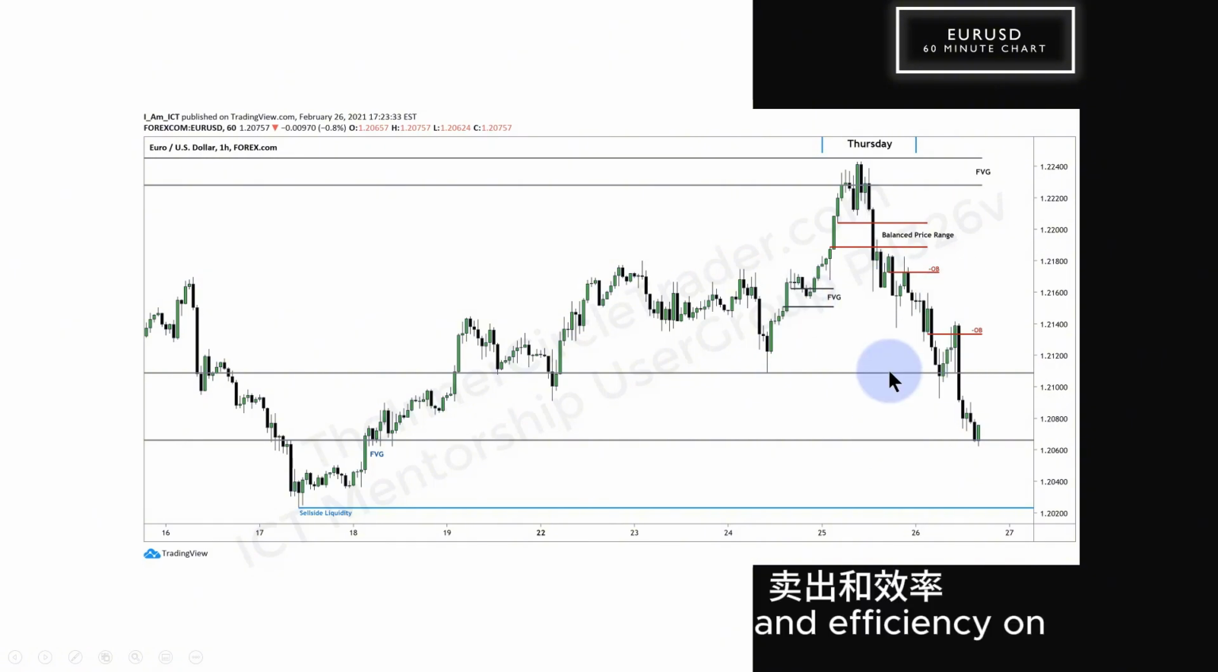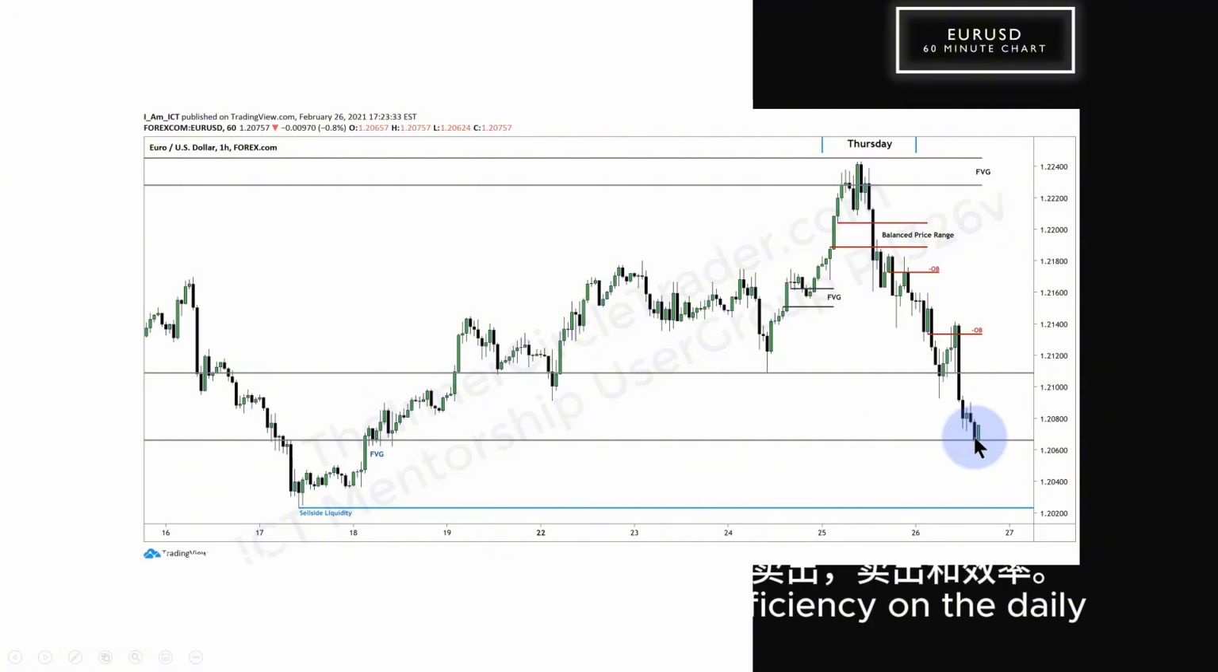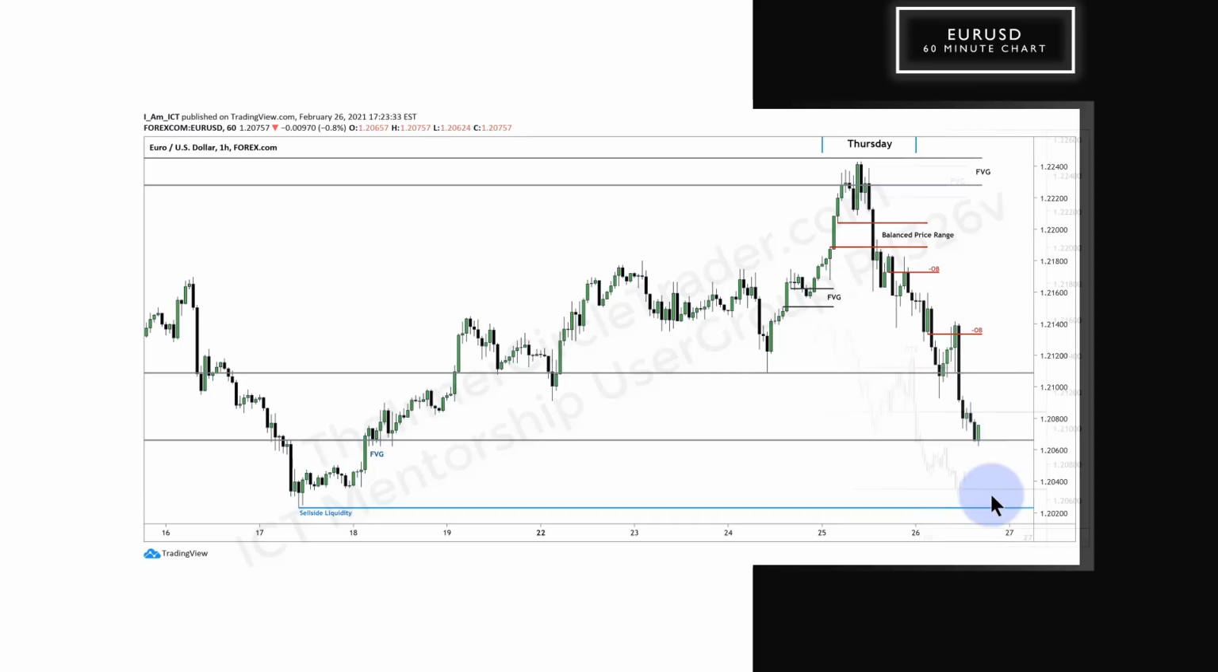This is that old buy side imbalance, sell side inefficiency on the daily chart, and the levels here. This is the premium level. This is the discount level. We still have a residing fair value gap right here. It hasn't gone into that yet, but it did trade down to the discount level of that buy side imbalance, sell side inefficiency on the daily chart for euro.